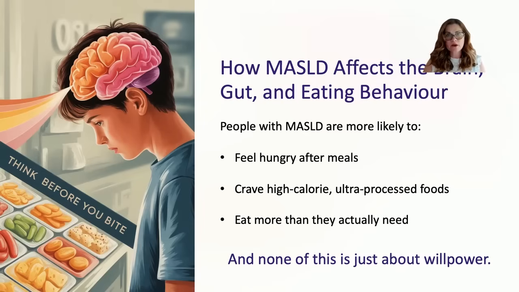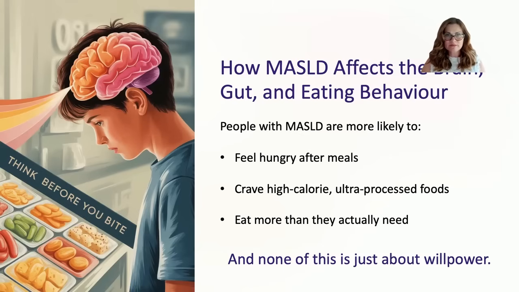A big part of this problem is insulin resistance, which is common in people living with MASLD. Insulin normally helps regulate hunger and blood sugar, but when the body stops responding to it properly, it can lead to stronger food cravings and more fat storage in the liver. The gut microbiome, the bacteria in your digestive system, also plays a role here, where there's an imbalance known as dysbiosis. It can make cravings for unhealthy foods even stronger and reduce satiety signals so you don't feel full.